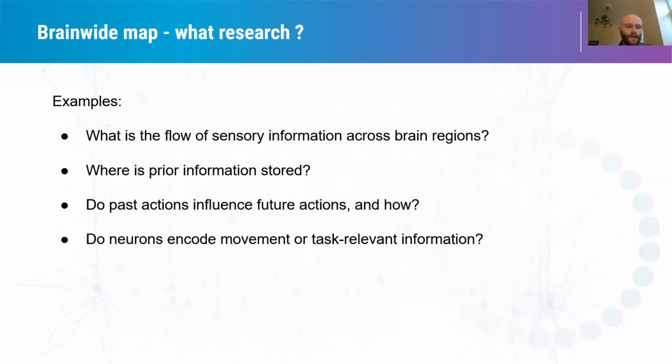So a few things that can potentially be researched with this dataset include how sensory information flows across brain regions, where prior information is stored, and how past actions influence behaviors, as well as how neurons encode task-relevant information and produce movements.